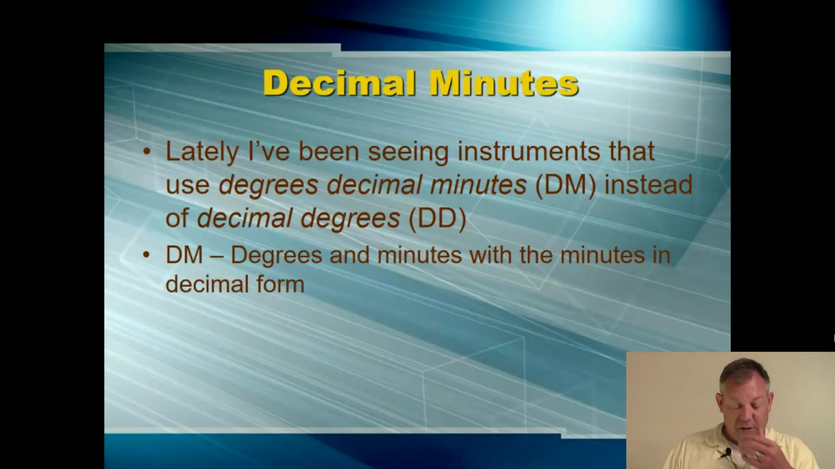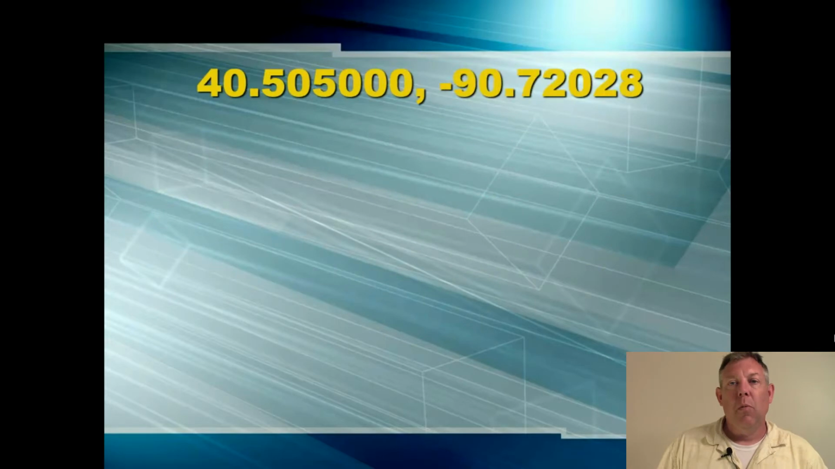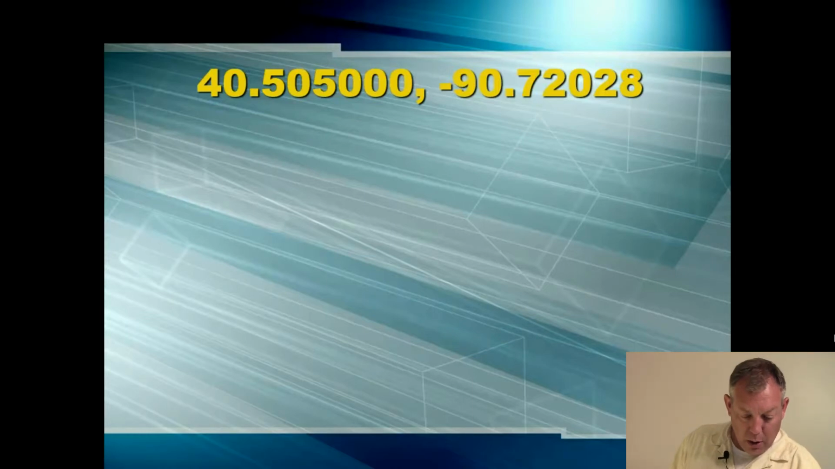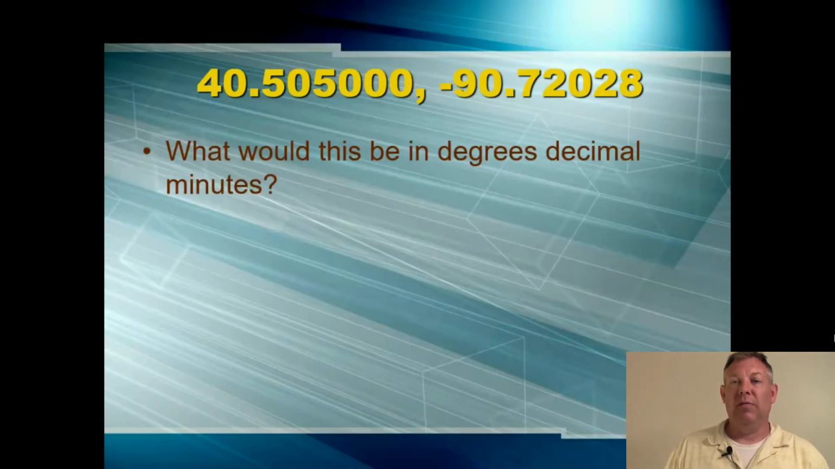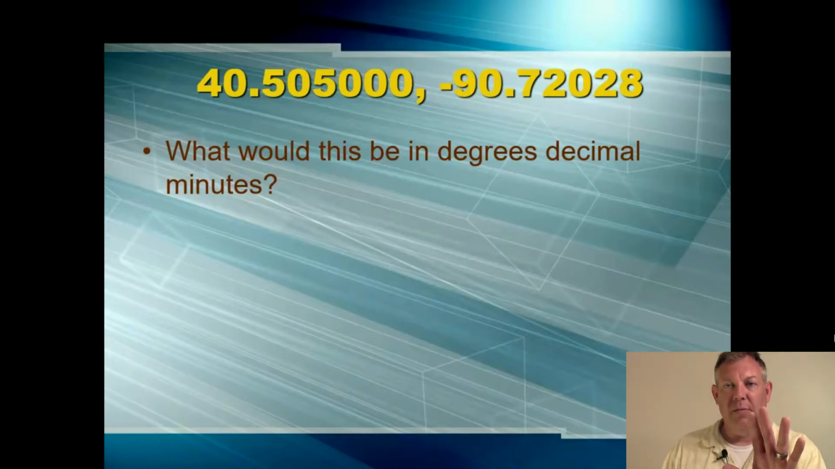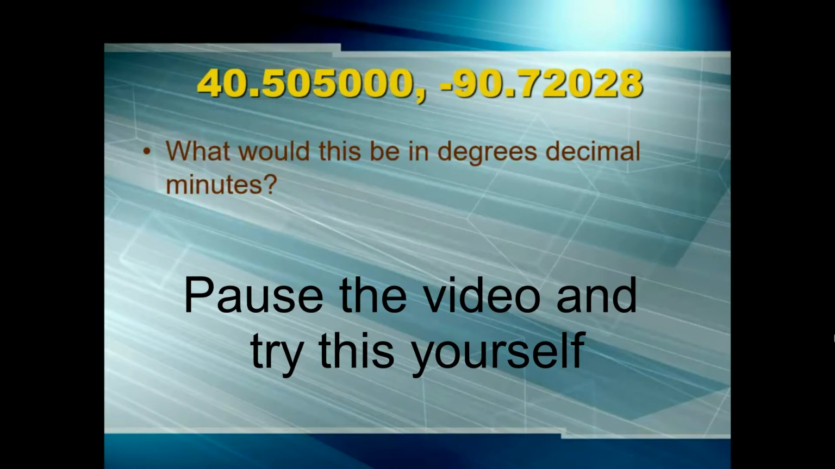And all this is degrees with the minutes in decimal form. So all this is the same steps. You can just stop earlier than what we did in the last example. All right, we're going to work backwards this time, so I'm going to give you some decimal degrees. You tell me what are these coordinates if they were in degrees, decimal minutes. I'm going to pause. Go ahead and pause the video. See if you can figure this out.